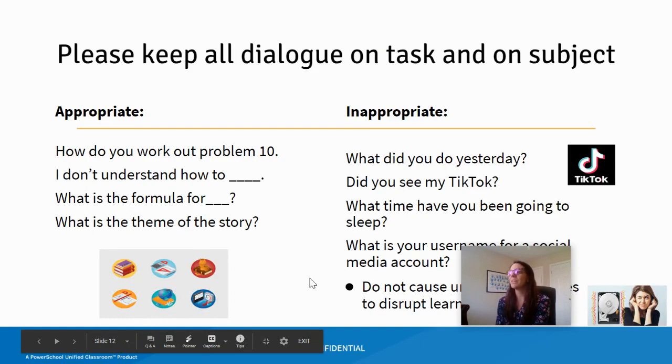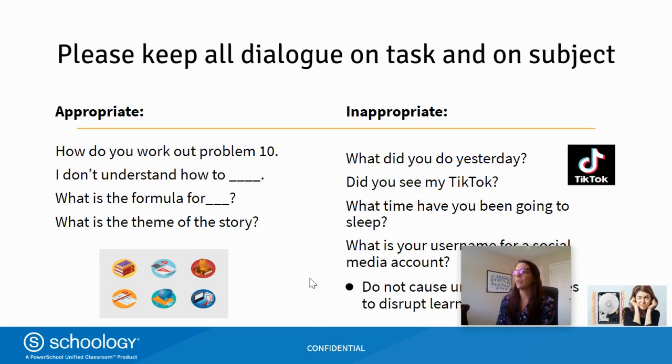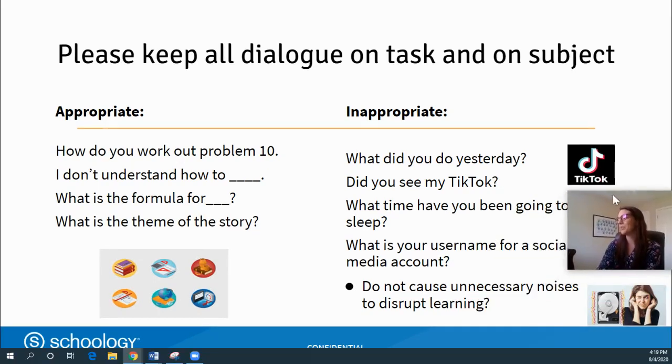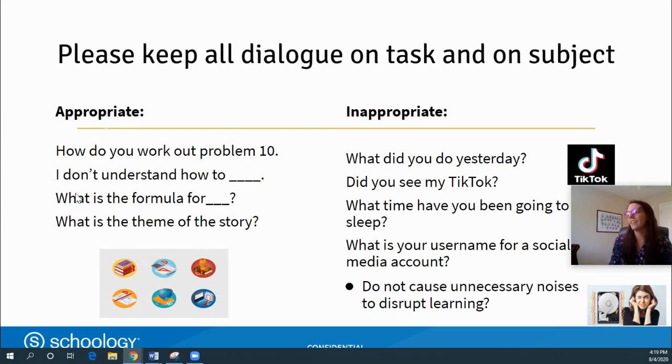So we want to make sure that we keep our dialogue on task and on subject. We want to make sure that what we're talking about in our meetings is appropriate. And again, we understand we're working with 4 to 10 or 11-year-olds. So as much as possible, we want to remind our students and our scholars that we use appropriate academic talk in our meetings. And there will be times when it's community building and morning meeting time where they'll get to talk about other items.